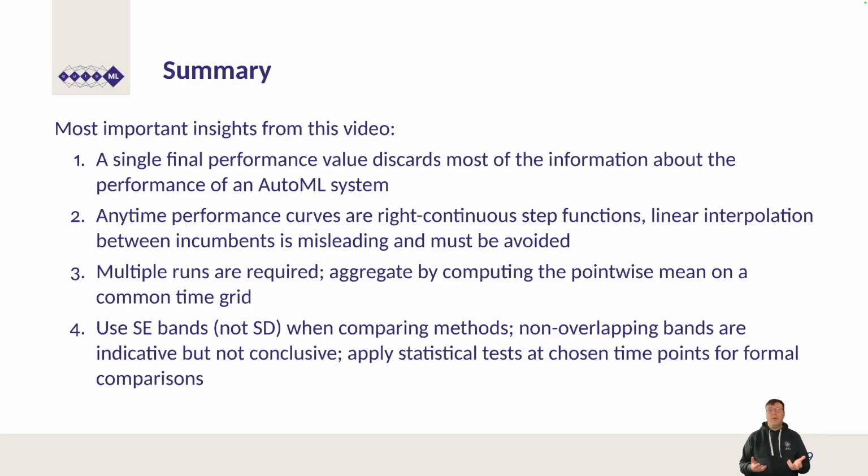Anytime performance curves are right continuous step functions. Linear interpolation between incumbents misrepresents the search dynamics and must be avoided. Always use a step function renderer. Multiple runs are required. Aggregate by computing the pointwise mean on a common time grid, and keep in mind that the mean curve is a summary statistic across runs, not a valid single run trajectory.